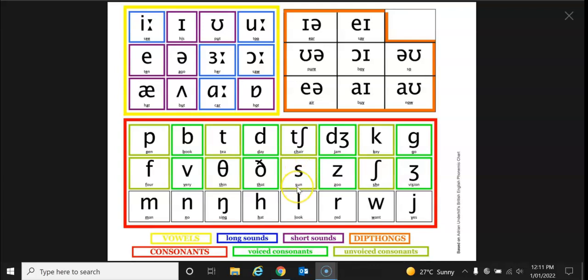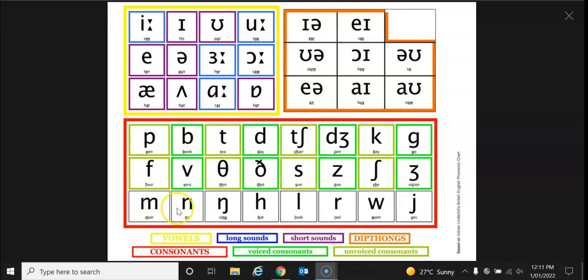The next pair, unvoiced, s, s as in sun. Add your voice and you have z, z as in zoo. And the last pair, unvoiced, is sh, sh as in she. And you add your voice and you get zh, zh as in vision.